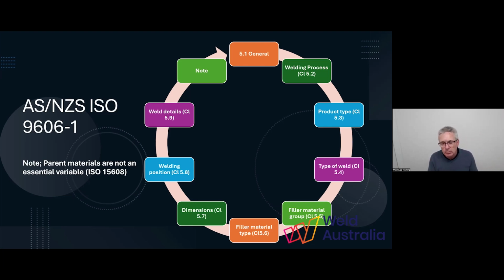Then the type of weld that we're looking at, the filler material group, and then the filler material type. So we can get a range of both those dimensions, welding position, of course, weld details, and then at the end we've got note. So these are the ones that they consider an essential variable. Now you can go to the back of the standard in section 11, I think it is.